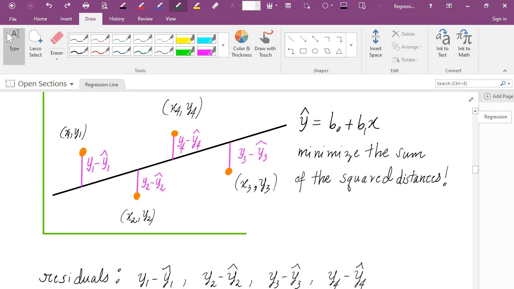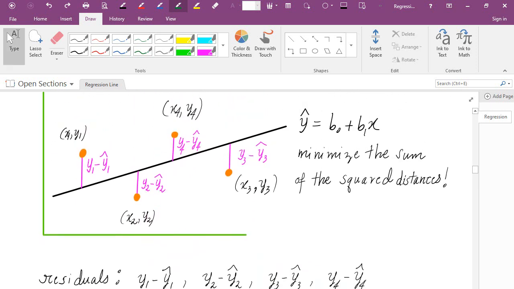So now I'm ready to answer what we mean by the best fit line. Well, the best fit line is the fitted line that minimizes the sum of the squared distances from the data points to the fitted line. Again, the best fit line is the trend line that minimizes the sum of the squared distances from the data points to the fitted line.